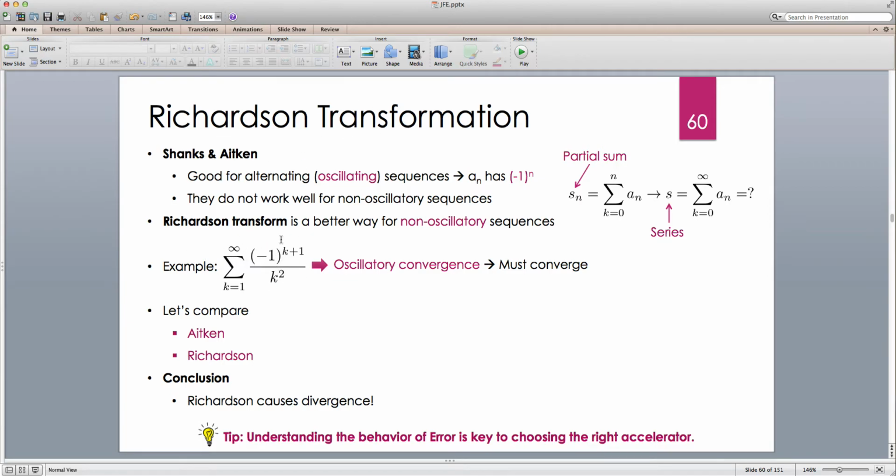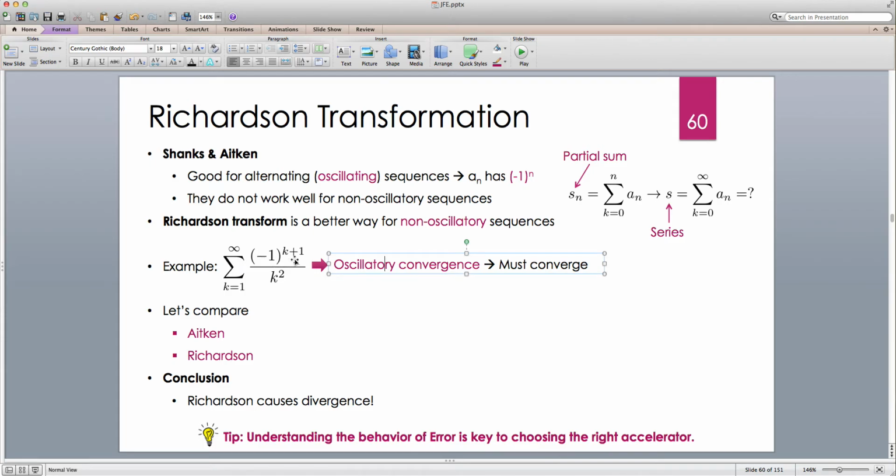In this example, I take the 1 over k squared, but now I add an alternating term, right? Minus 1 to the k plus 1. So it's like 1 minus 1 over 2 squared plus 1 over 3 squared minus etc. Okay? So now I take the 1 over k squared sequence and then add an alternating sign term to it. This is an oscillatory convergence, right?